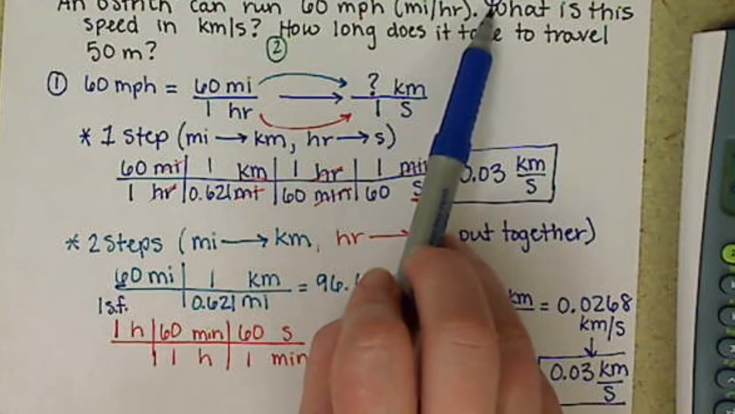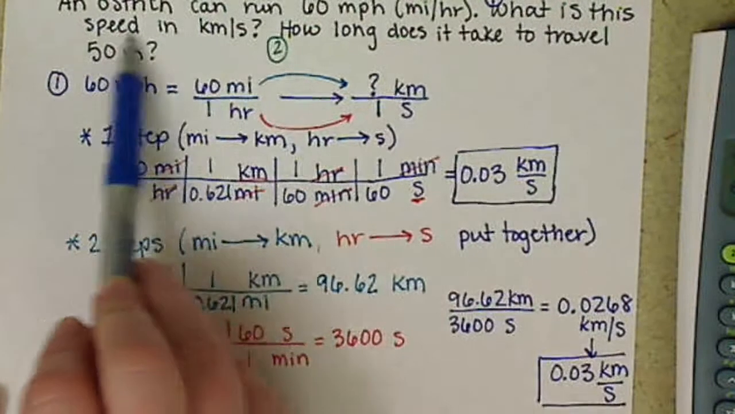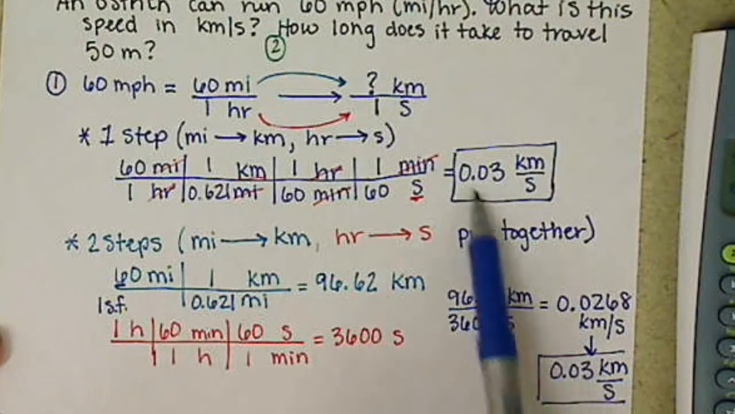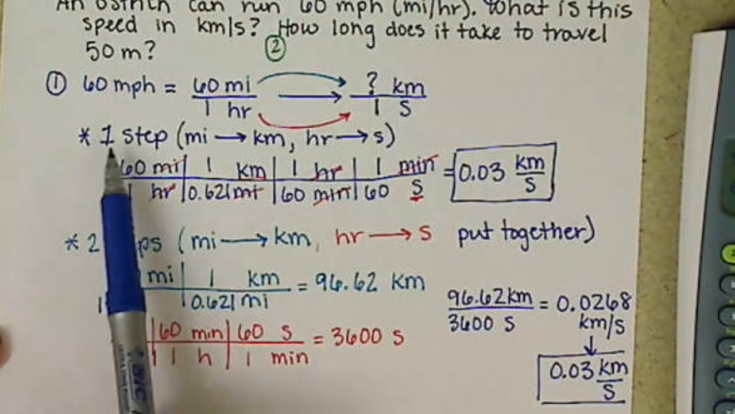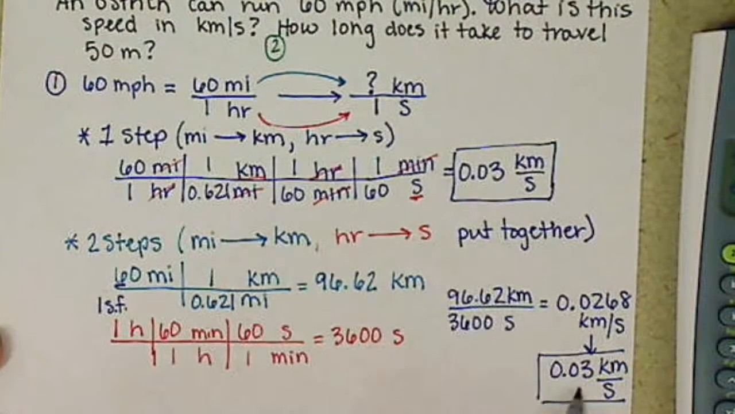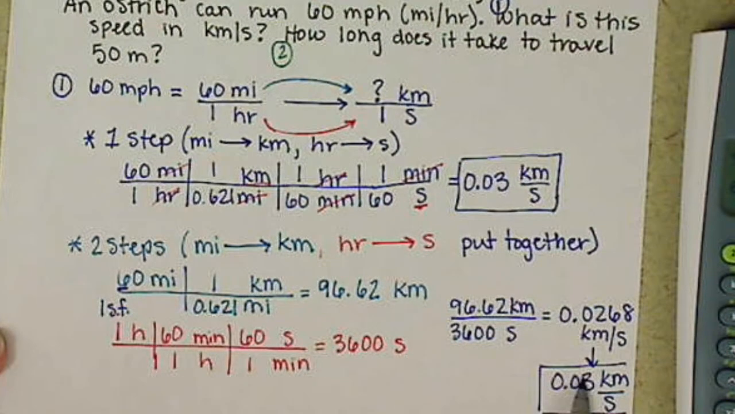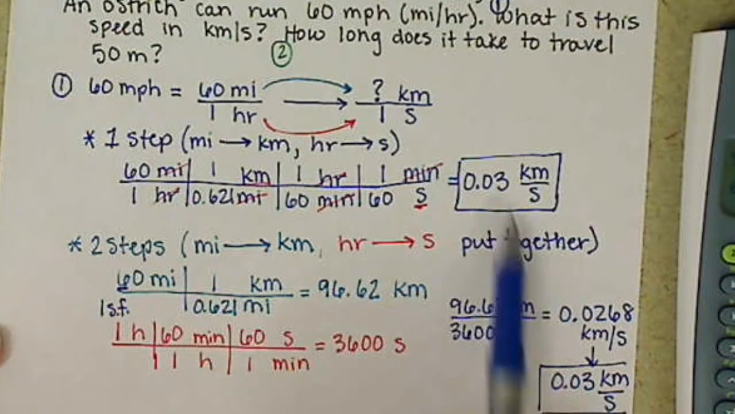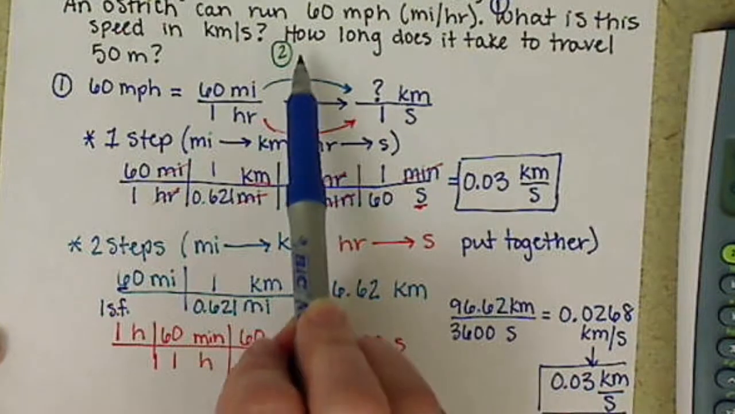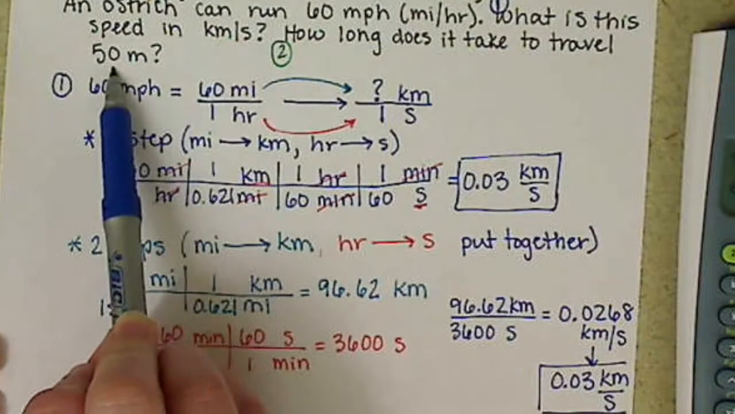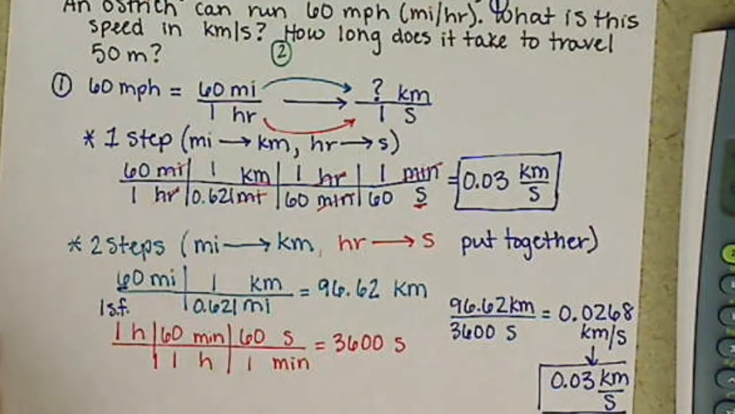All right, so we've answered our first question. What is this speed in kilometers per second? Doesn't matter which way you do it, if you break it into 2 steps or keep it in 1, you get the same answer. So let's now use this conversion factor that we've now calculated to answer the second question of how long does it take to travel 50 meters.